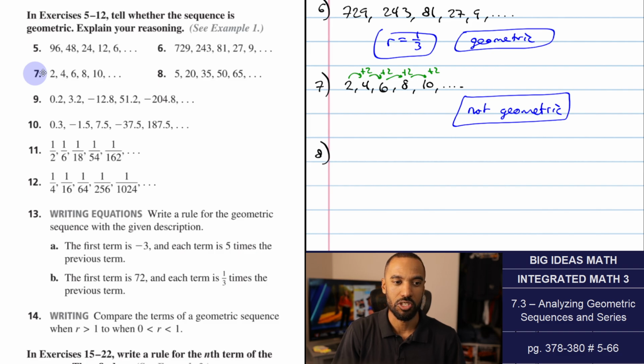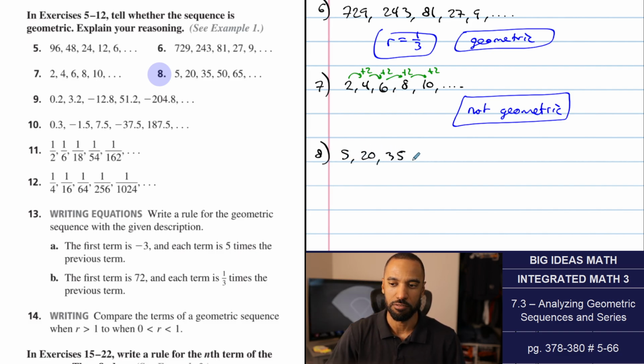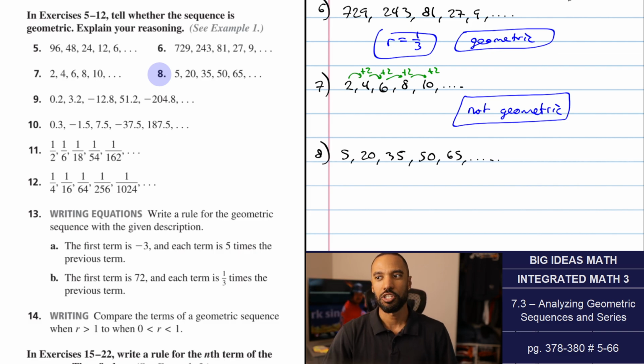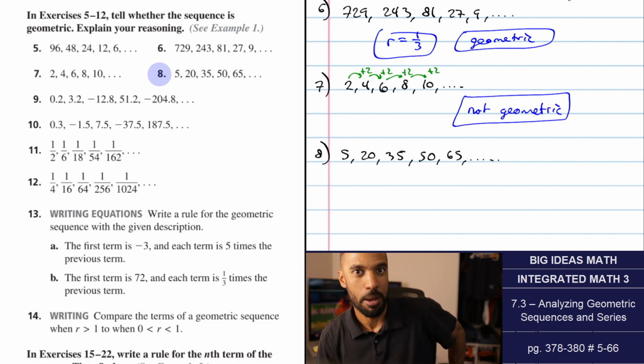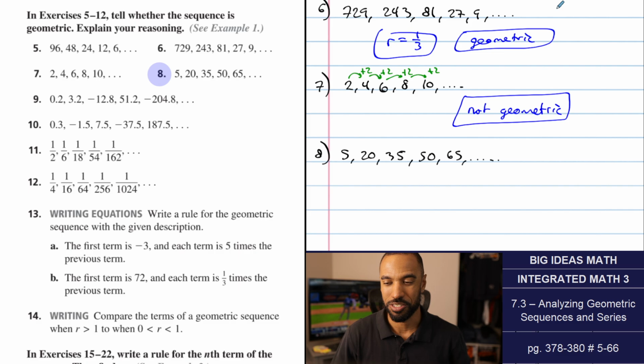You're not multiplying by the same thing over and over. Otherwise, you can talk about it, and I'll talk about it with this problem here, even though it has the same effect. This one is also an arithmetic sequence because it has a common difference of 15. And if it has a common difference, then it cannot, therefore, have a common ratio. Unless your common difference is 0 and your common ratio is 1, because it's the same number over and over.